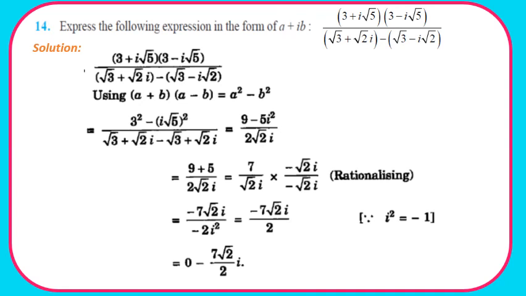Again we have i in the denominator, so rationalizing, we have to multiply by minus 2i upon minus 2i. We get minus 7 root 2 i upon minus 2i square, and since i square equals minus 1, we get minus 7 root 2 i upon 2. So writing in the standard form, we get 0 plus minus 7 root 2 upon 2 into i, which is the required form a plus ib, where a is equal to 0 and b is equal to minus 7 root 2 upon 2.